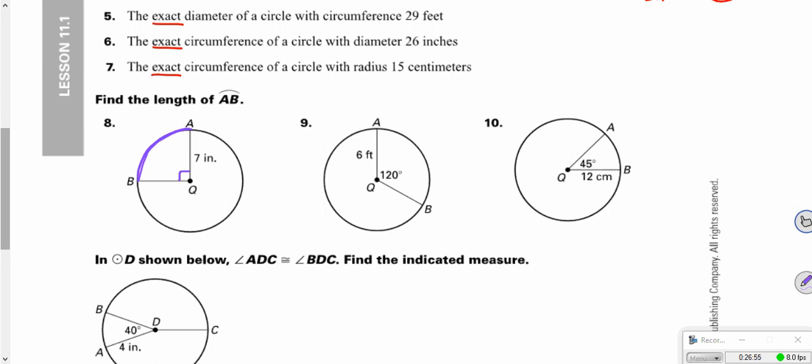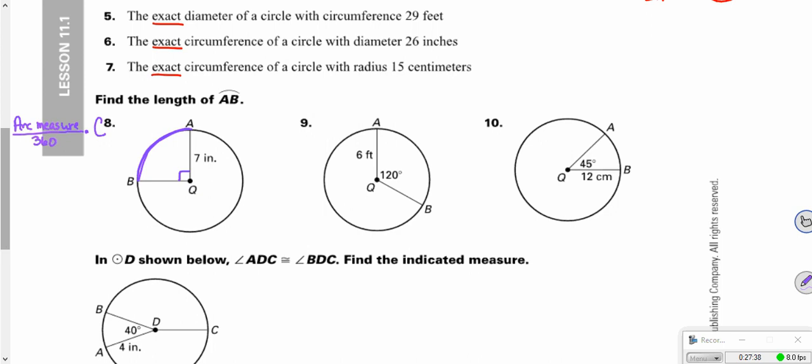So the arc length, if you remember, is just taking your ratio of your central angle, your arc measure over 360 times the circumference. I apologize, let me write that again. So this is arc measure over 360 times circumference. Okay, remember that's kind of the basic formula.